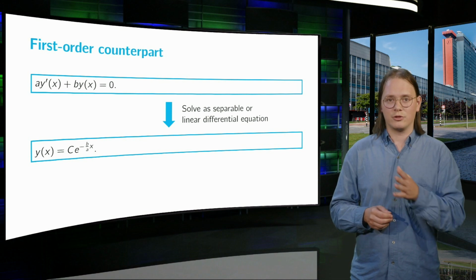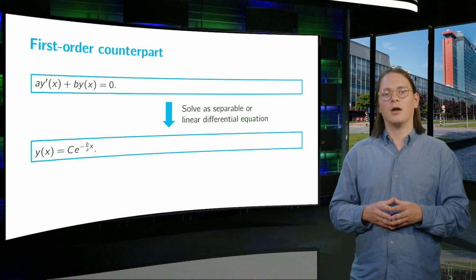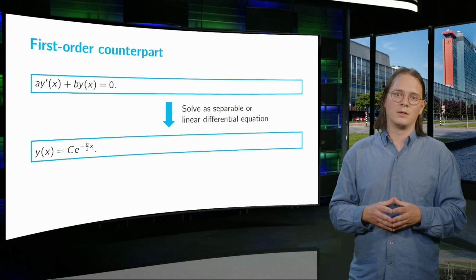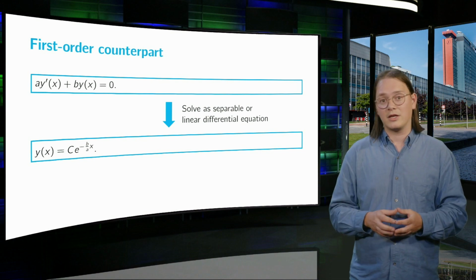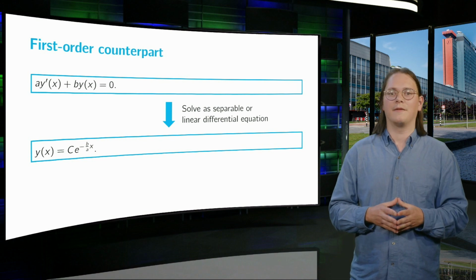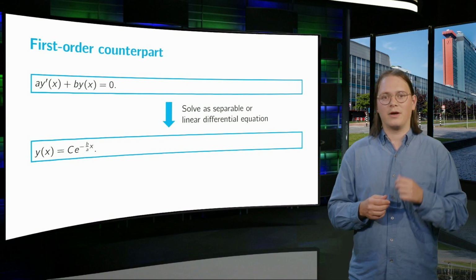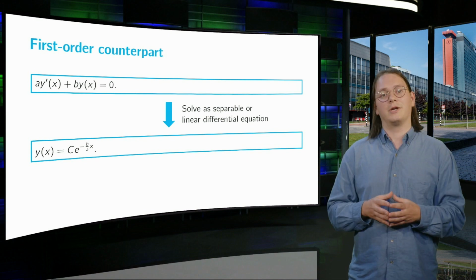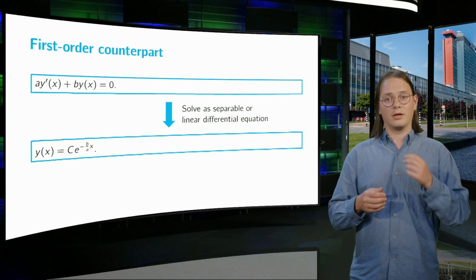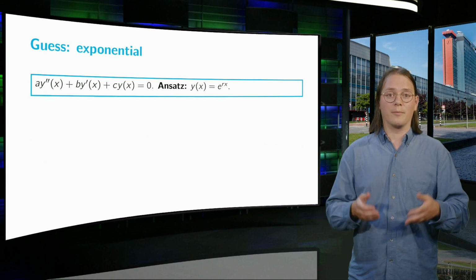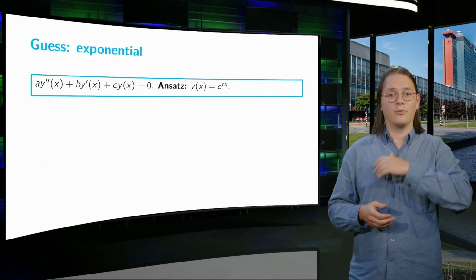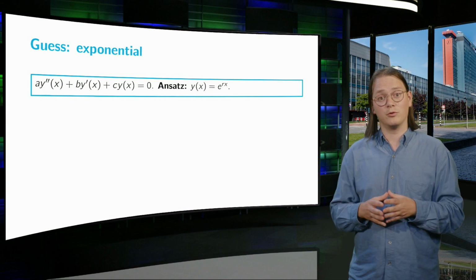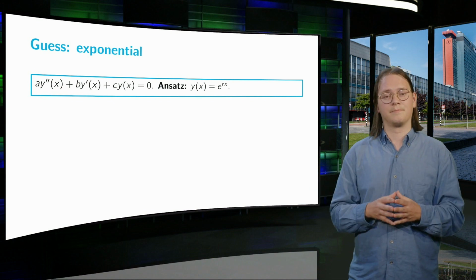We see now that our solution is an exponential function, which is fully determined by the coefficients of the original equation. This means that exponentials are the key functions to look at. Hence, we will try to find an exponential function as a solution for our second-order equation. In particular, we try a solution of the form y of x equals e to the power r times x. Such an educated guess about the shape of the solution is called an ansatz.